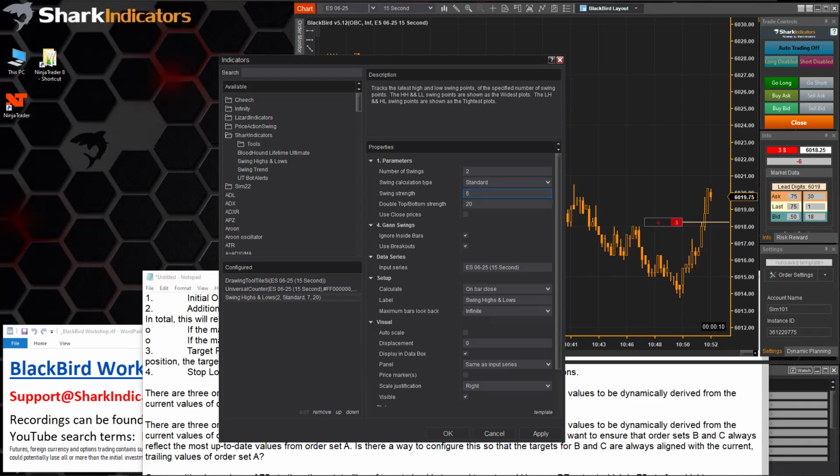Let's see here. I think it's okay to reduce the swing strength here, but since I don't know what the entries are based off of, I don't know the trading methodology here. So adjusting the swing strength will have to be determined by the trader to set an appropriate swing strength. I'm just going to take a guess at 5 is probably acceptable here.